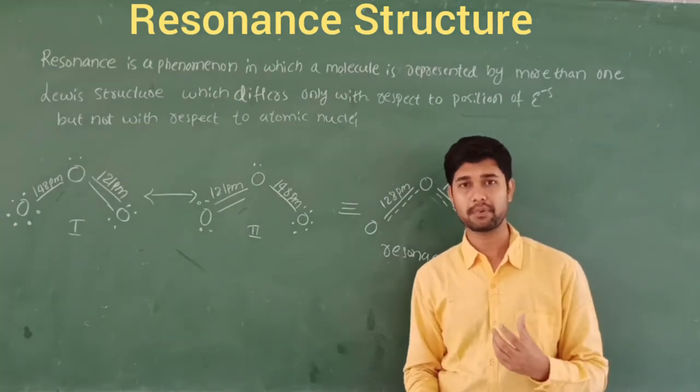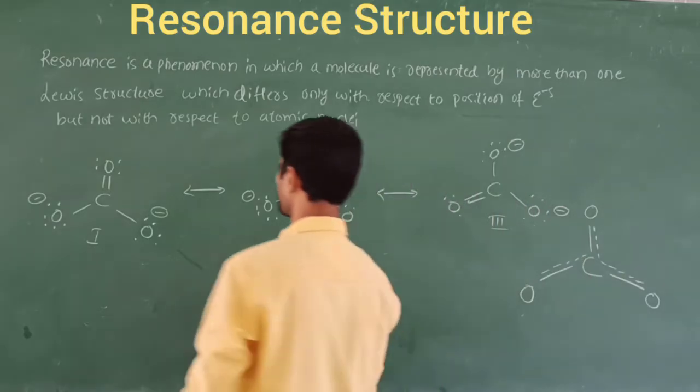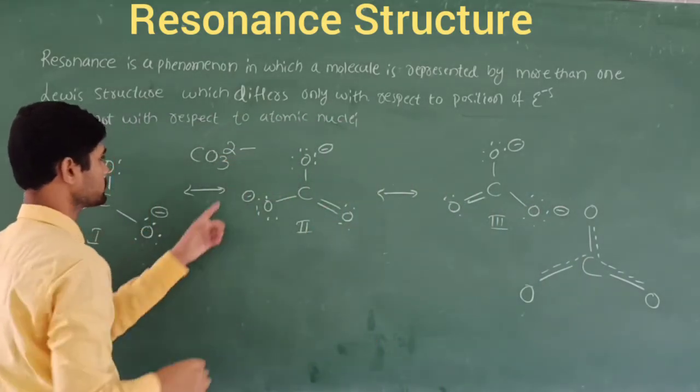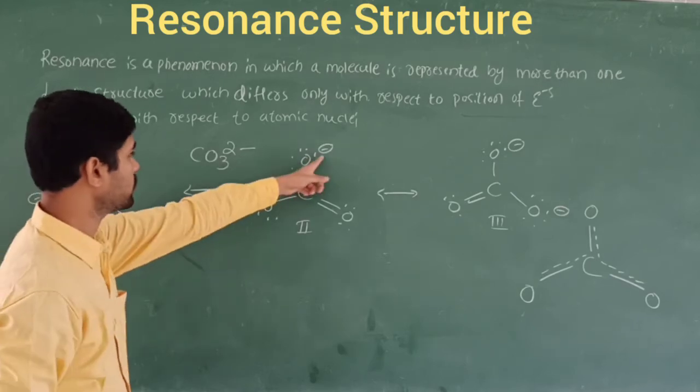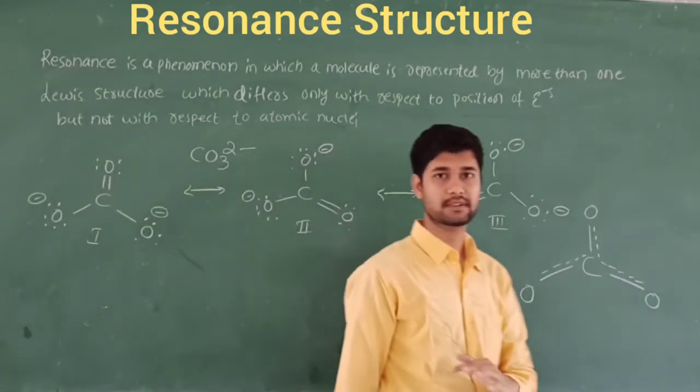Let's take one more example. We are going to see the structures of the compound carbonate, that is CO3 2 minus, with two negative charges, one here and one here. This is also a best example of resonance structures.